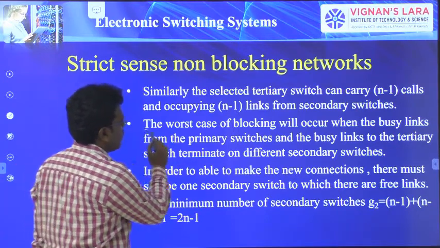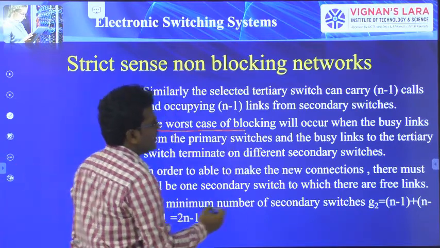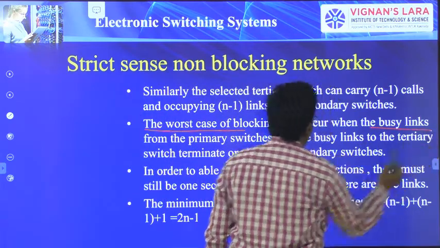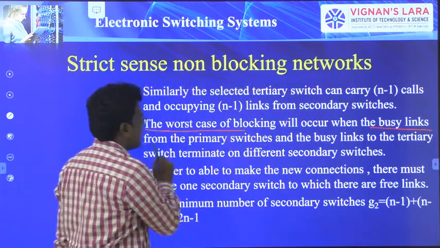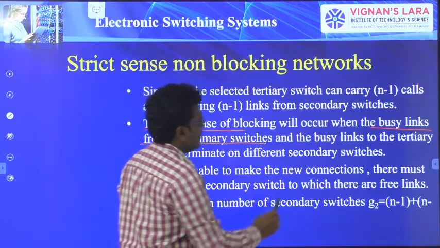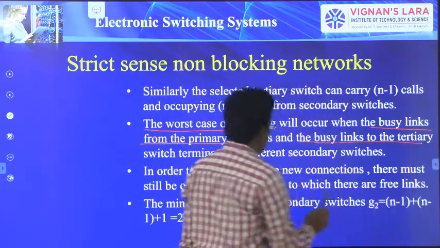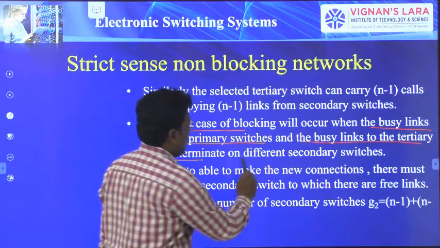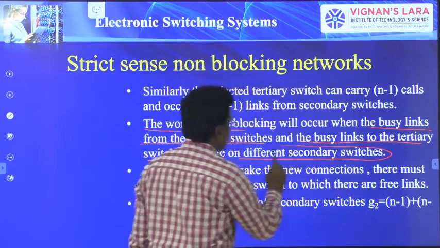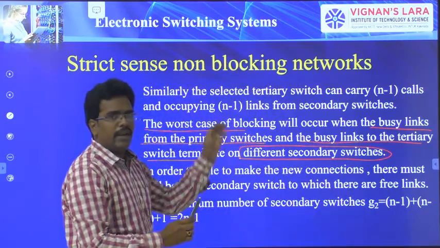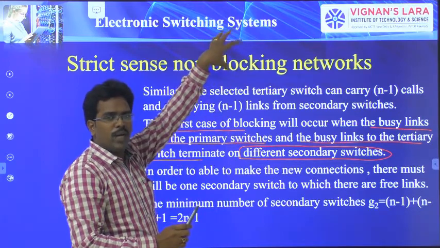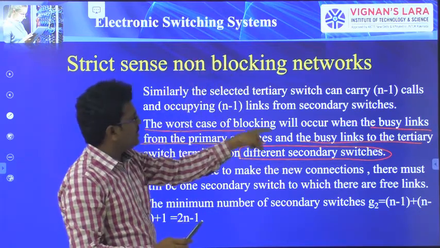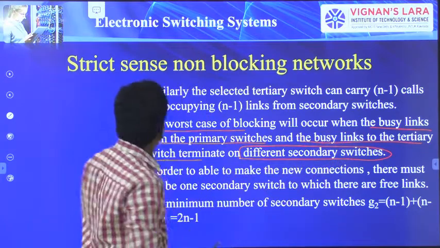So the worst case of blocking will occur when the busy links from the primary switches and the busy links to the ternary switches terminate on different secondary switches. This is the worst case. You see, right? The n-1 of the primary switch, that means nothing but your links, we call them links, right? What is a link?